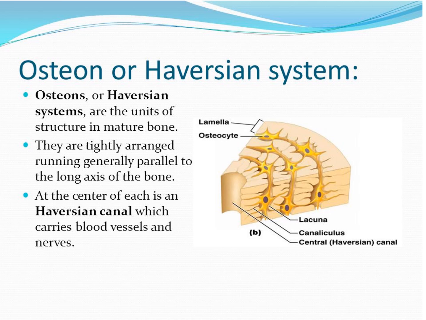Osteons or Haversian systems are the units of the structure in mature bone. They're tightly arranged, running generally parallel to the long axis of the bone. At the center of each is a Haversian canal, which carries the blood vessels and the nerves. Haversian systems, or osteons, refer to the basic cylindrical-shaped structural unit of compact bone. The osteons are closely packed with osteocytes, and they're lined up in concentric rings. This makes a hard, dense structure for compact bone.